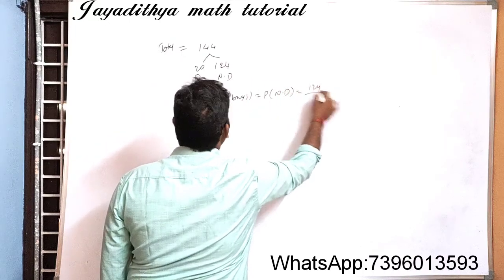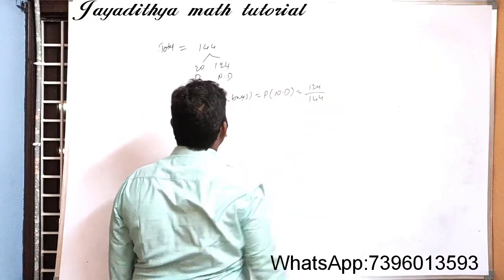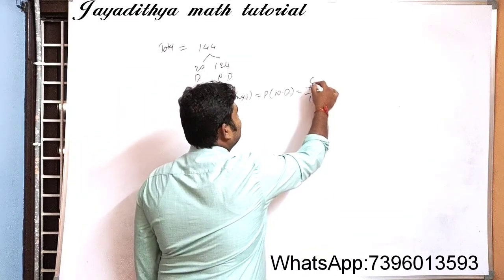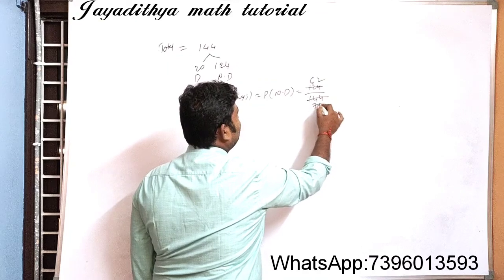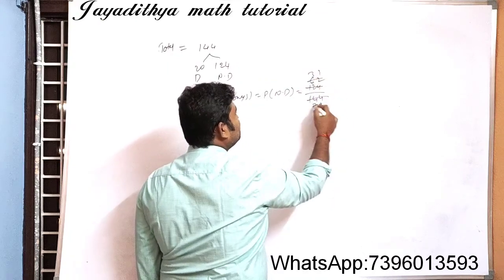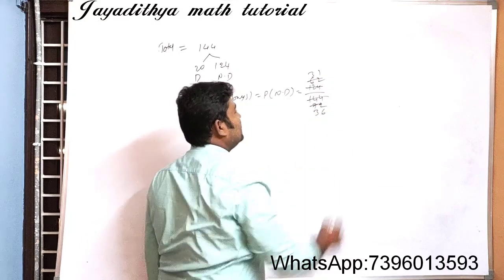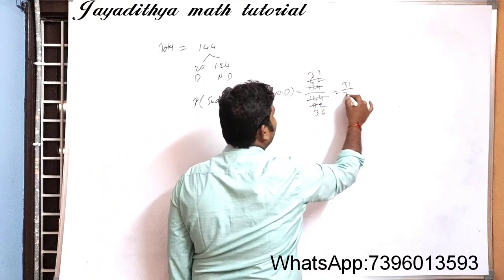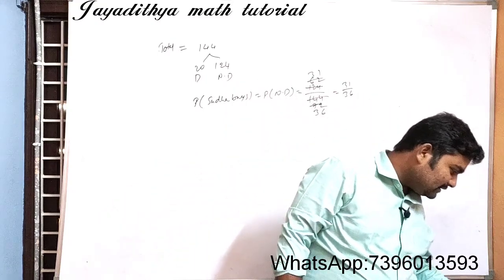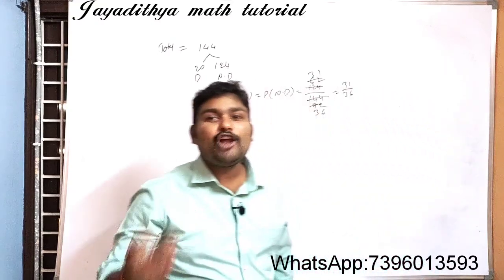Non-defective are 124 out of 144. Simplify it. This is 62 2s are 124, 2 31s are 62, 2 36s are 72. So the answer is 31 by 36. The second part of the question is she will not buy it.